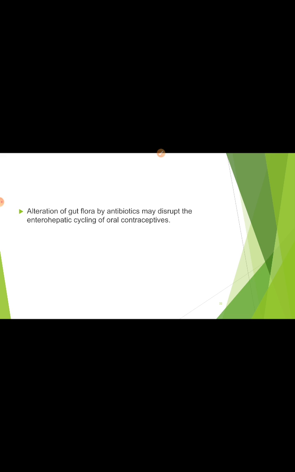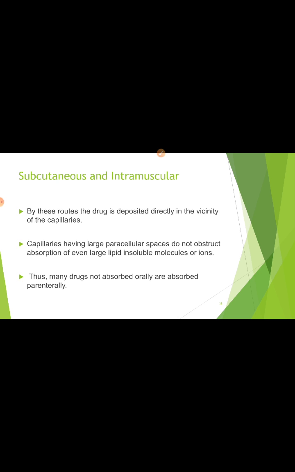Another point is that alteration of gut flora by antibiotics may disrupt the enterohepatic cycling of oral contraceptives. Antibiotics are against bacteria. There are good bacteria inside our intestines, and antibiotics affect those good bacteria also. These good bacteria are important for enterohepatic circulation, and this is responsible for certain pharmacokinetic properties. You will be dealing with these in the further lectures.